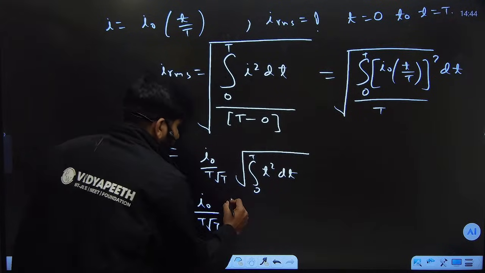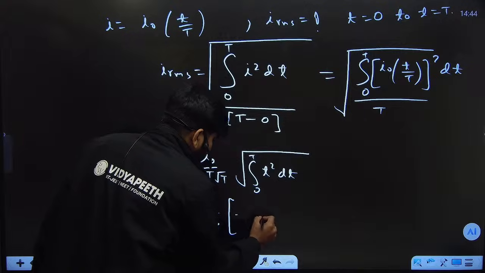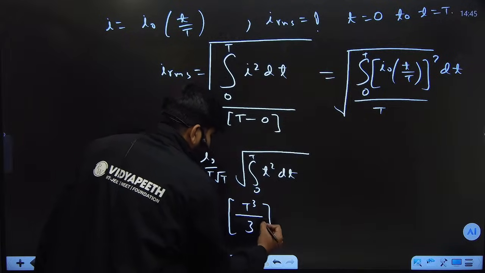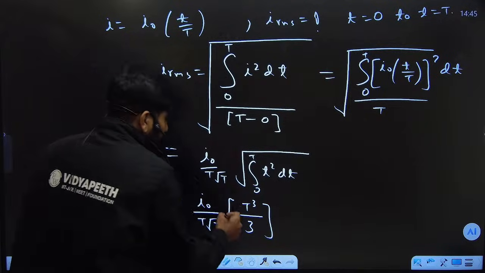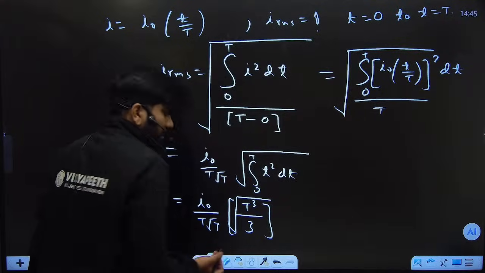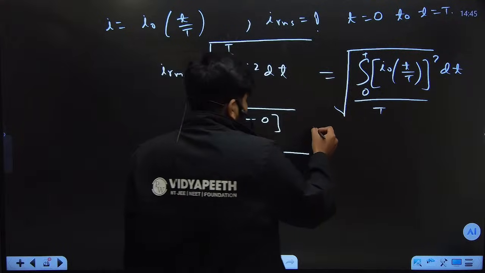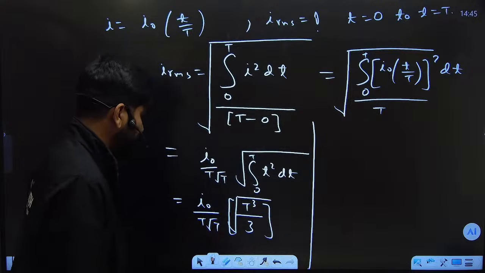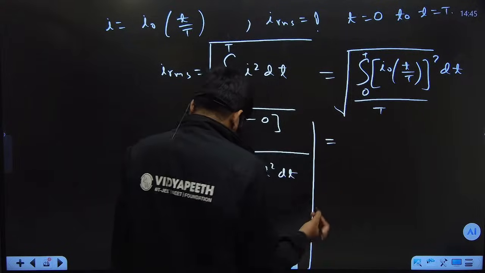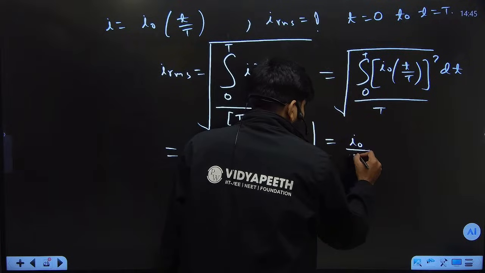T square integration is going to be t cube by 3, and if I directly put the limit, I will get t cube by 3 like this. I have to keep this square root as it is. Now the next step I will write here. So IRMS is going to be I naught T root T.